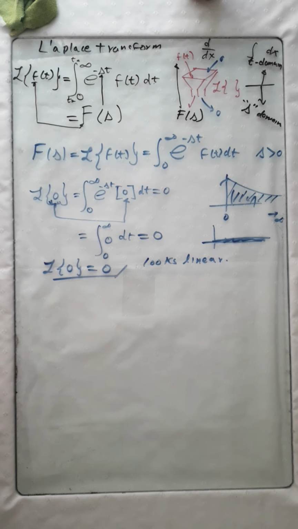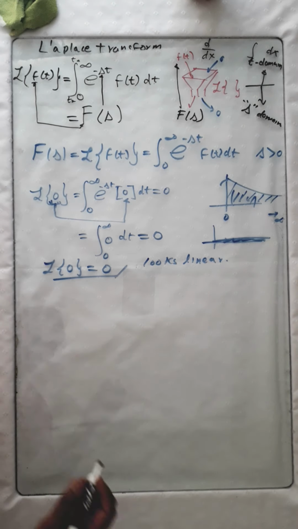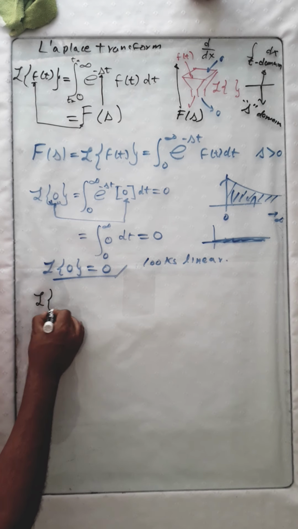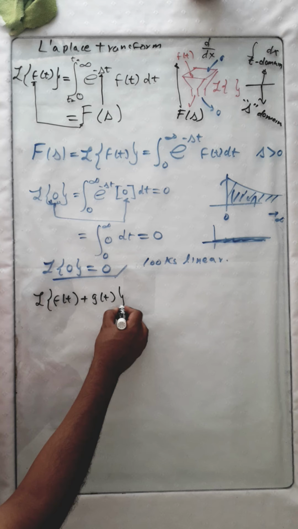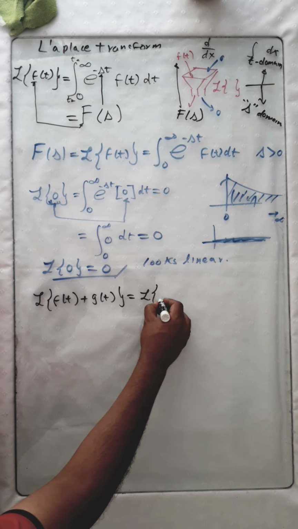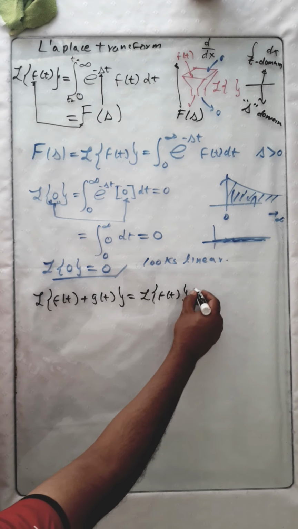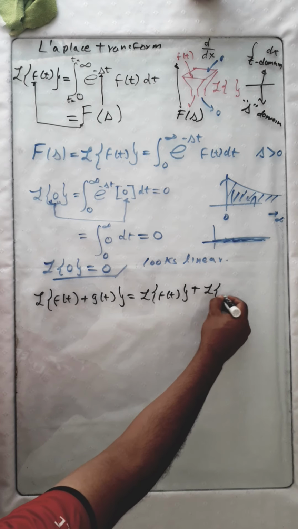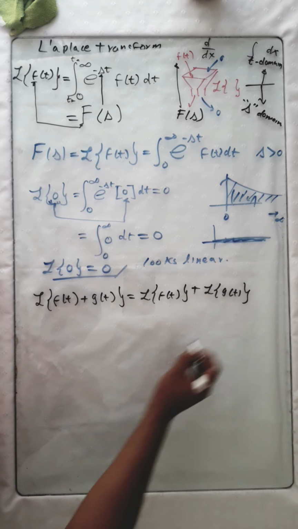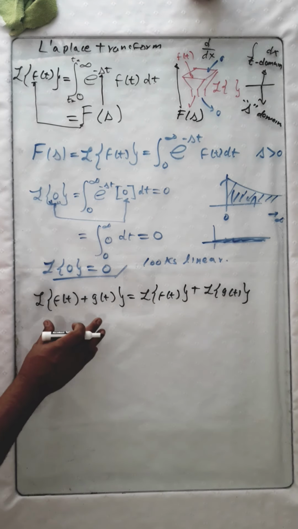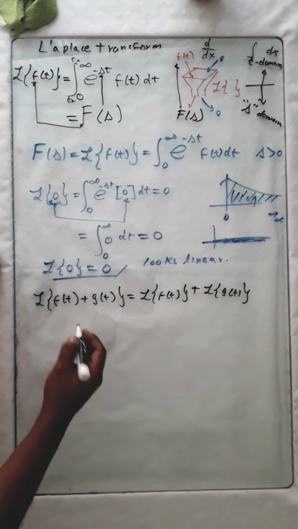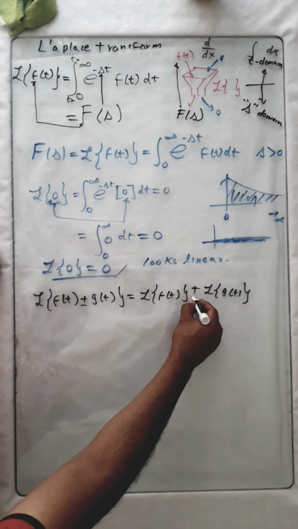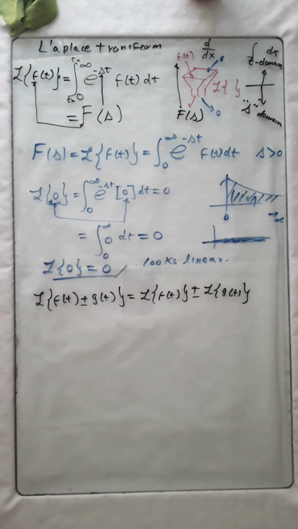Okay, now that is the first thing to check if it is linear. Now the second thing to check: the Laplace transform of f of t plus g of t is equal to the Laplace transform of each one of them, plus the Laplace transform of g of t. So no matter if you do the transformation together or separately, you should get the same result. Now, I'm going to include plus or minus, all right?